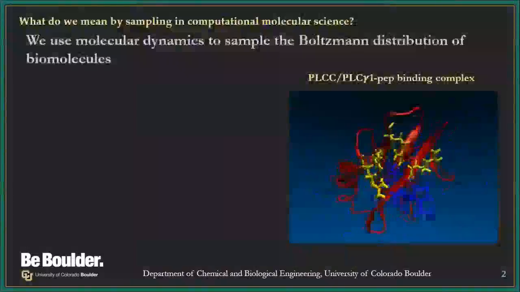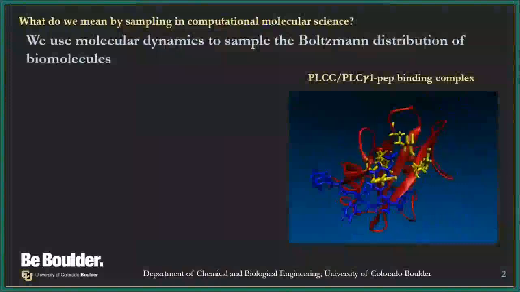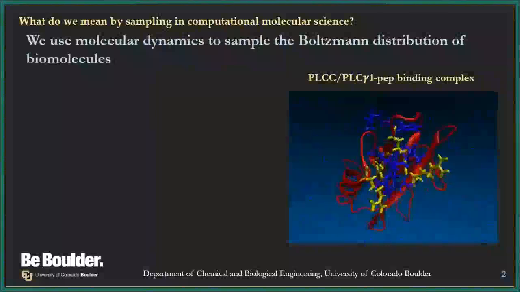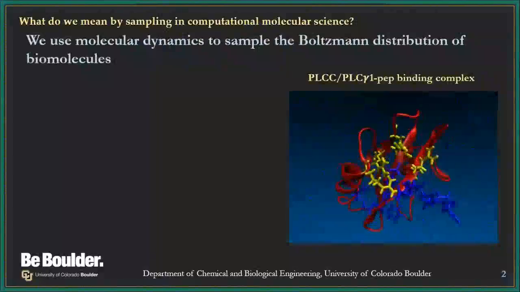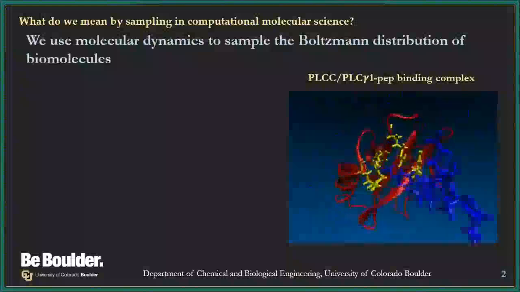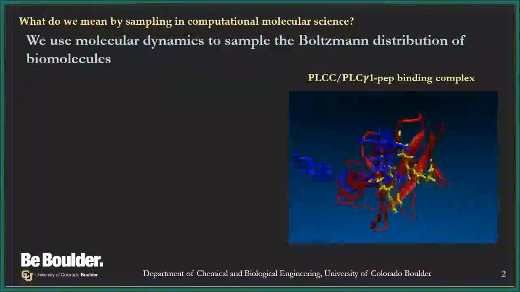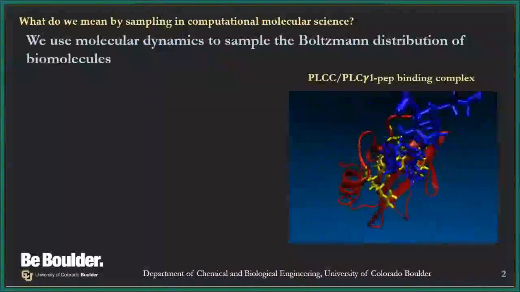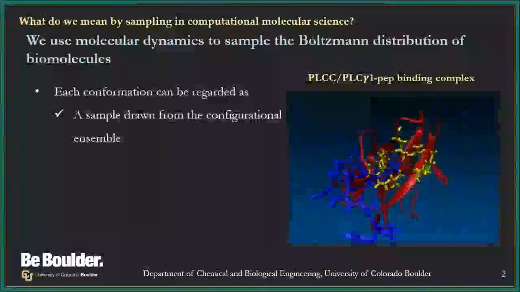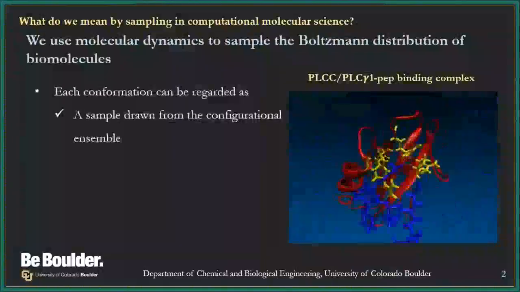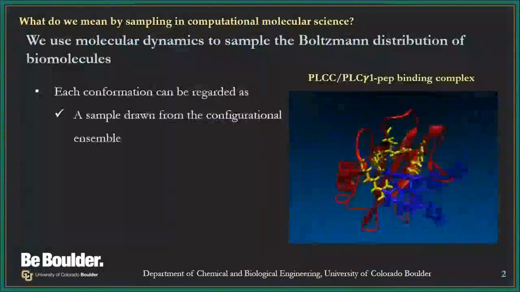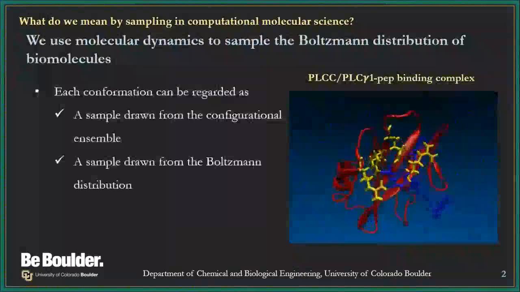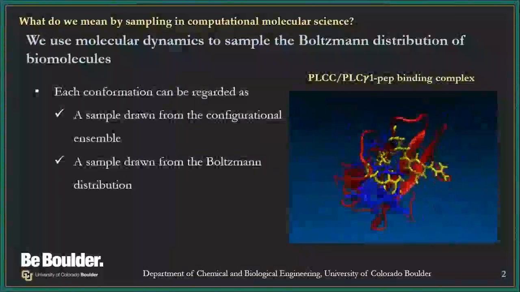So before we dive into the various kinds of advanced sampling methods, let's first talk about the general idea of sampling. In this slide, you can see an animated trajectory of a protein peptide binding complex, and that can be generated from molecular dynamic simulation. Each of the configurations you see in this trajectory can be regarded as a sample drawn from the configurational ensemble of the binding complex. Ideally, the whole configurational ensemble should be corresponding to the Boltzmann distribution of the molecule, which is a thermodynamic distribution of particles over energy states accessible to them.